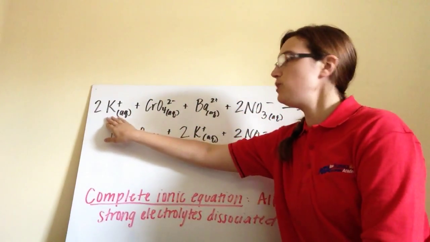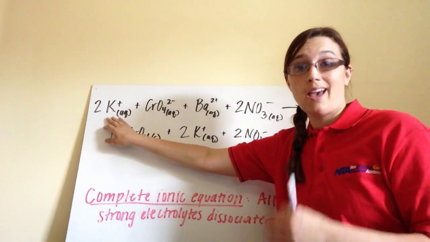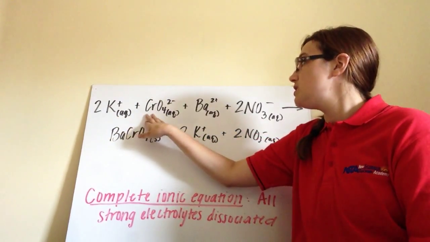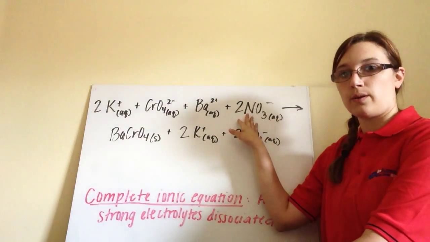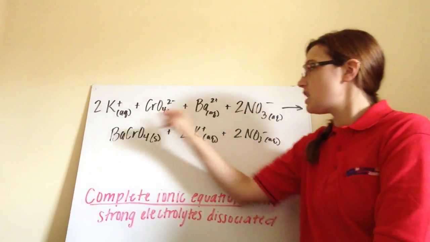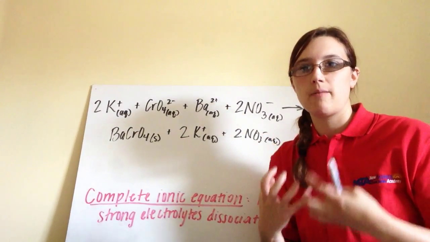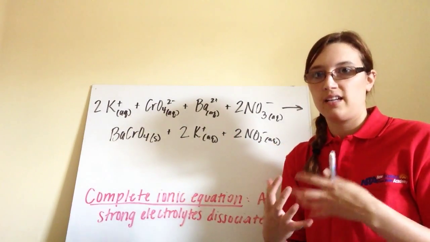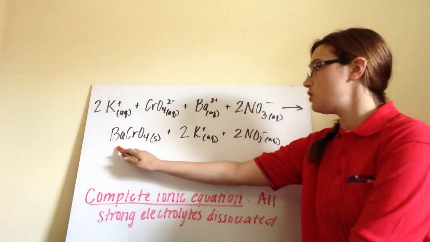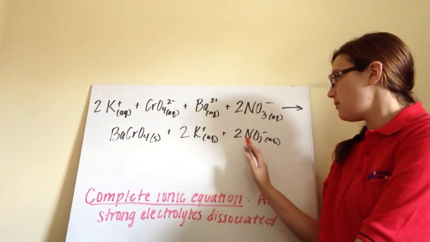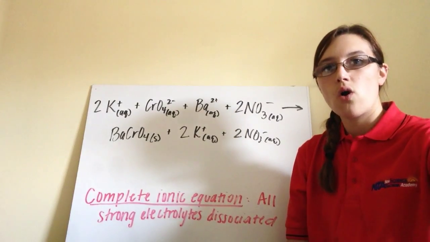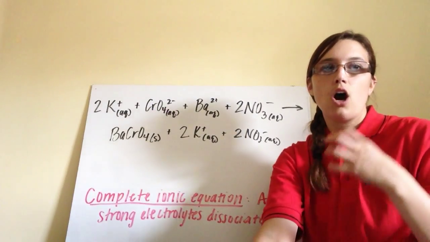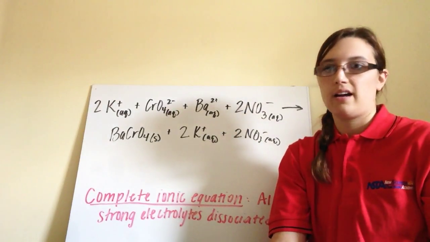We have 2K+, okay, because it was K2CrO4. CrO4 2 minus, Ba2 plus, and 2 NO3 minus. You have to have these coefficients because you have to keep the same number of ions that you had in the formula. And that yields barium chromate plus 2K plus and 2 NO3 minus. Okay, notice all of our strong electrolytes are broken down into ions.